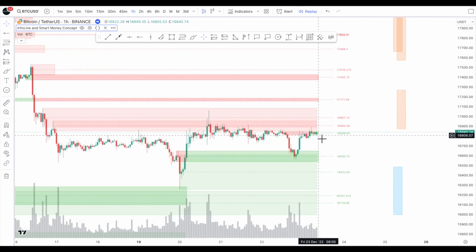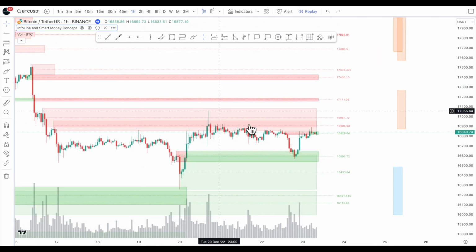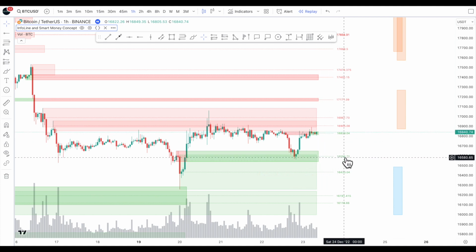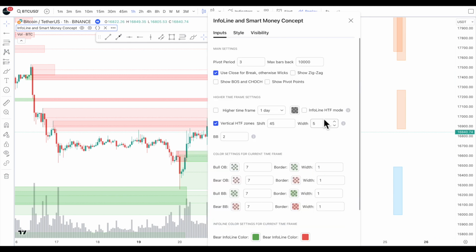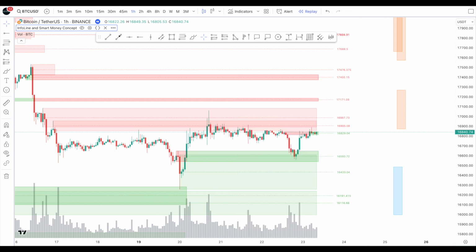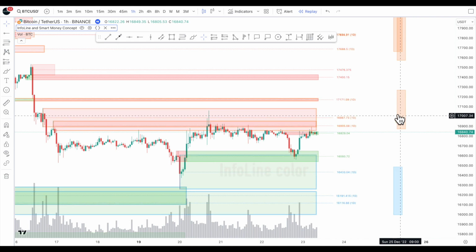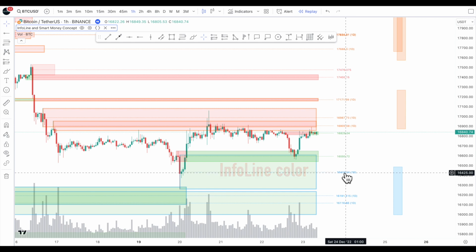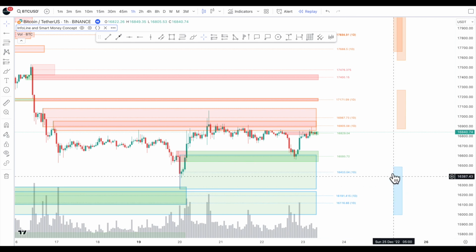To enhance convenience and provide additional information, we created the so-called information line, or InfoLine. The InfoLine is the middle of each order block or breaker block and has the same color as the block itself. Two important points. Firstly, when an order block or breaker block on the current time frame align with an order block or breaker block on the higher time frame, then the InfoLine takes the color of the higher time frame. Remember, the higher time frame is always more important.